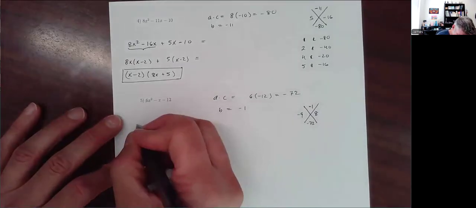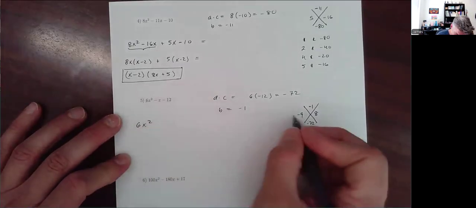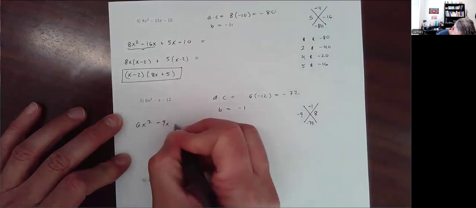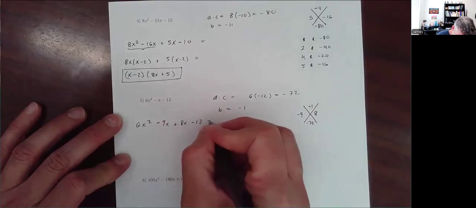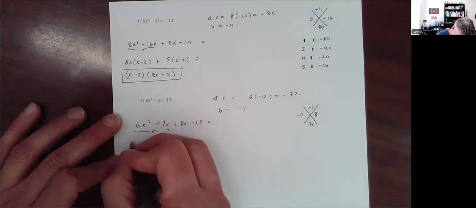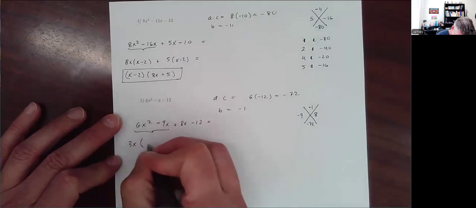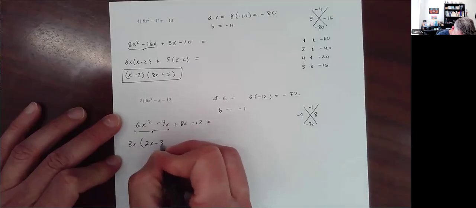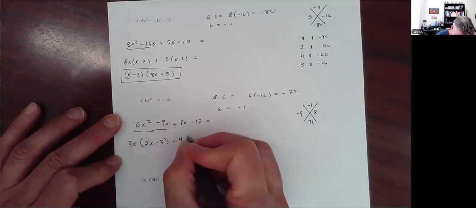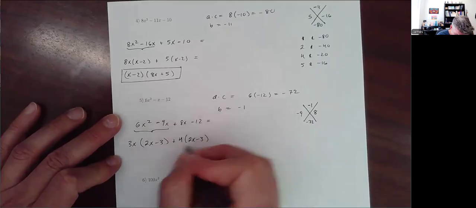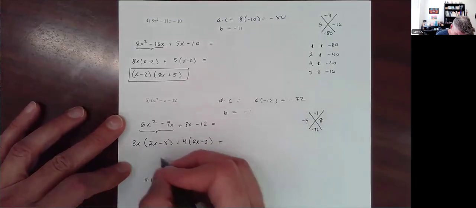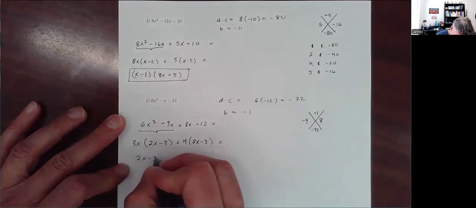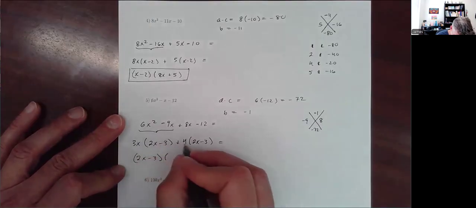So we're going to rewrite this as 6x squared, minus 9x plus 8x. That does add up to negative 1x, minus 12. Factor by grouping. Factor out a 3x here, you're left with a 2x minus 3. Factor out a 4 here, you're left with a 2x minus 3. The leftover pieces have to be the same every time. You're left with 2x minus 3 times 3x plus 4.